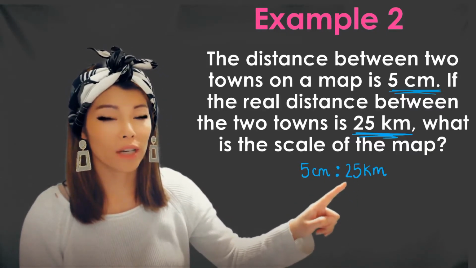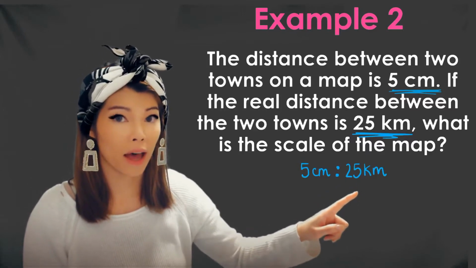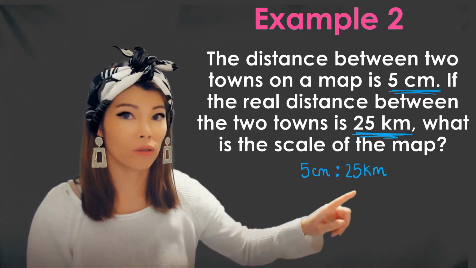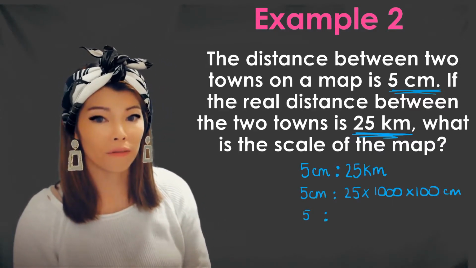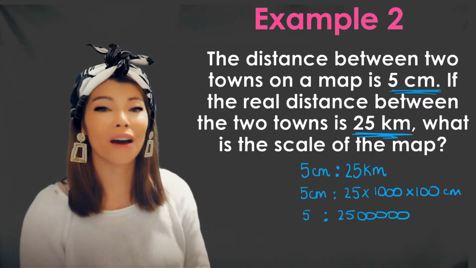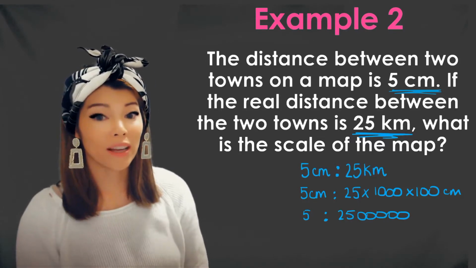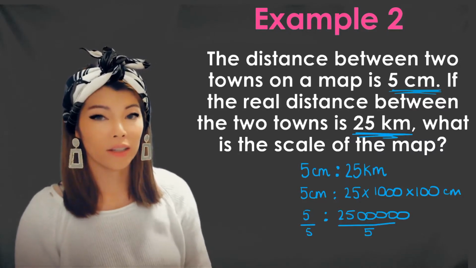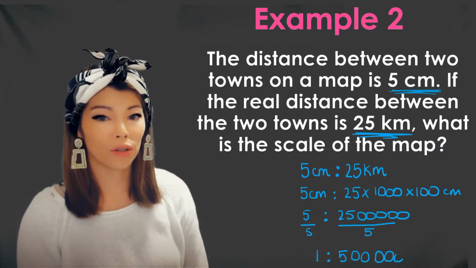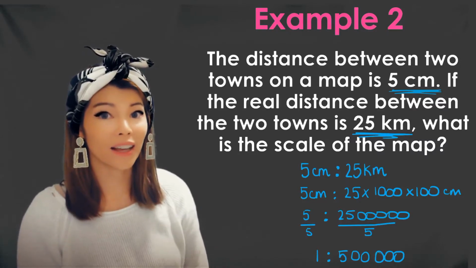Well, 25 kilometers to meters is times 1,000. And from meters to centimeters, it's times another 100. So then we would get 5 to 2,500,000. And we can see that they're both divisible by 5, so we can divide both sides by 5. So then we would get 1 to 500,000. So that's our scale factor.